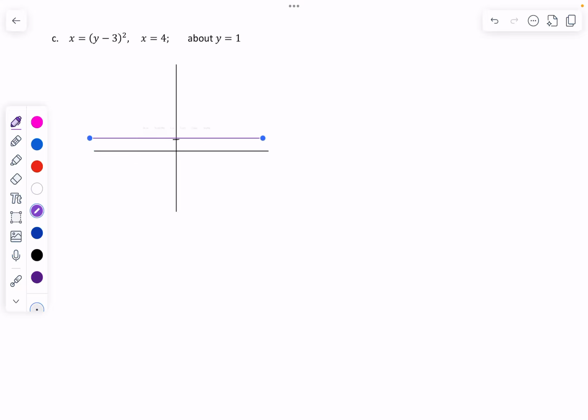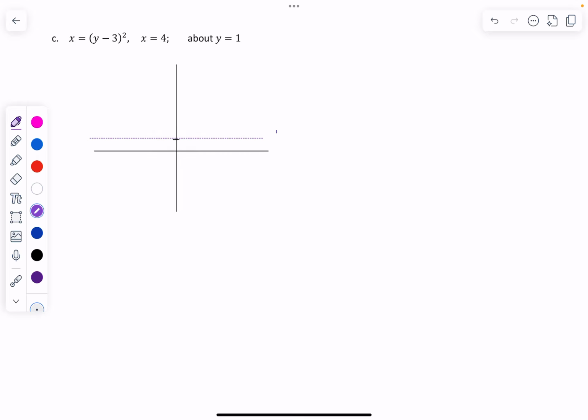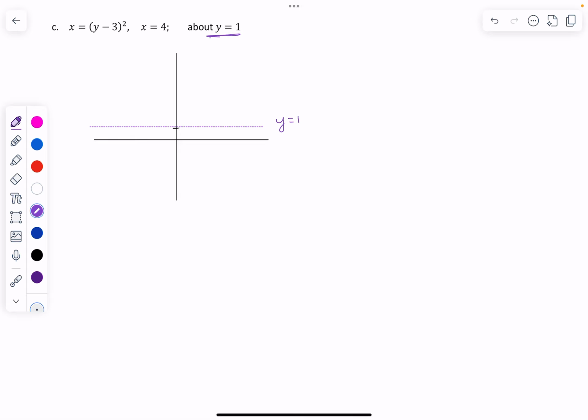All right, so this dotted line that I'm going to pop up here, that's going to be y equal to 1, and that's what I'm rotating around. I know that because of what is given here. So I have x equals (y minus 3) squared, and I have x equals 4. Let's look for points of intersection so that we can get a couple dots on this. I'm going to set them equal to each other: 4 is equal to (y minus 3) squared.